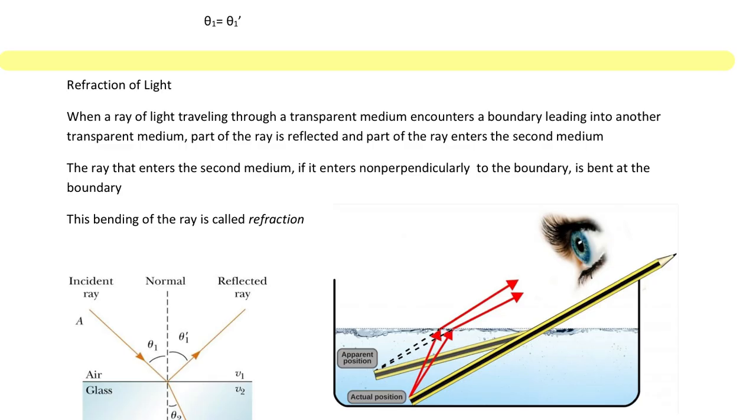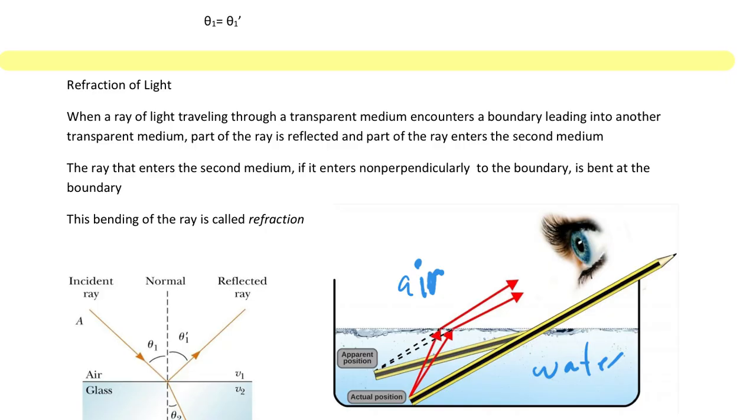Now, when light travels and hits a boundary between two different mediums, like air and water, even though light travels at the speed of light, it slows down a little tiny bit when it goes into another medium, such as water from air.